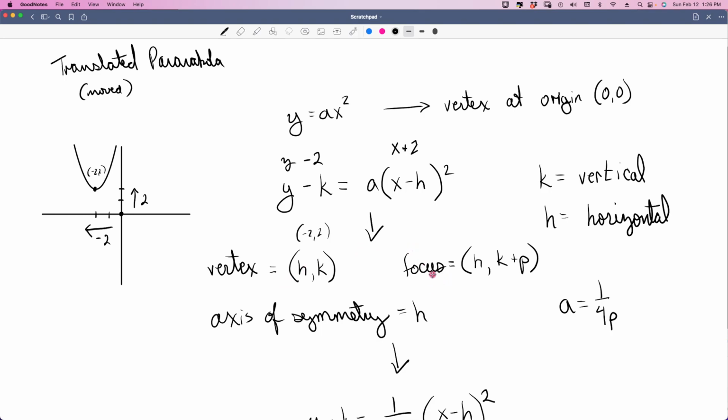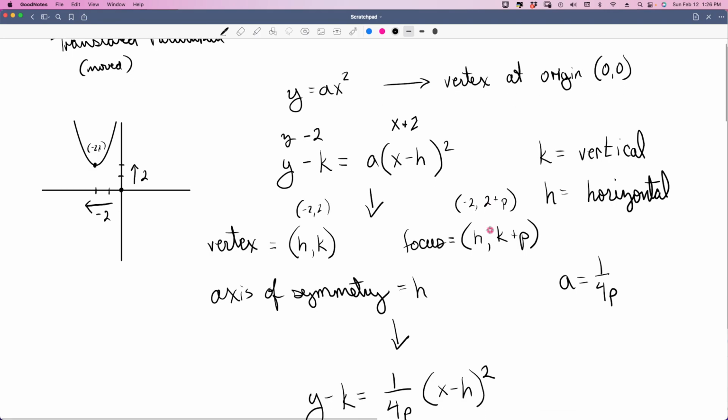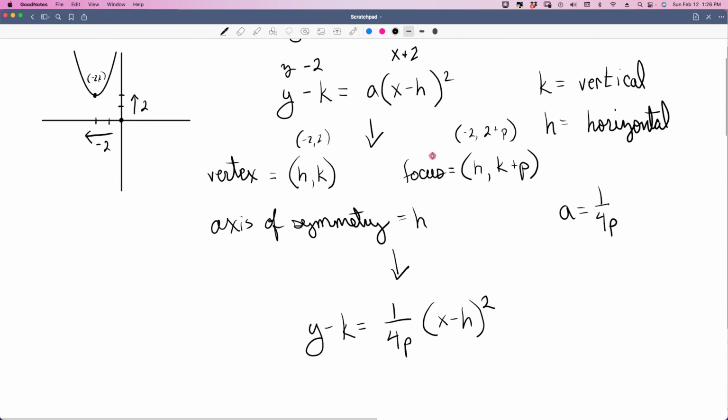So it also affects the focus of the parabola. So our new focus for the parabola would be h, which is negative 2, and then we would have a positive 2 plus the value of p. That would be our new focus point. So we would have to find the value of p in order to find the new y value for the focus. But the axis of symmetry would remain the x value, which would be h. So the axis of symmetry would be negative 2. It would stay the same.